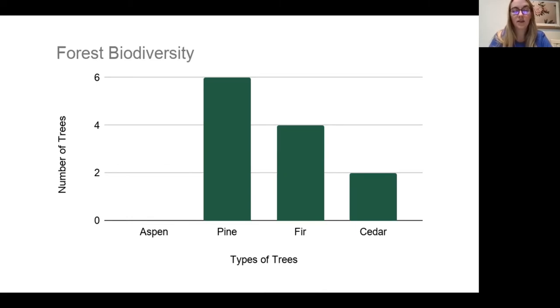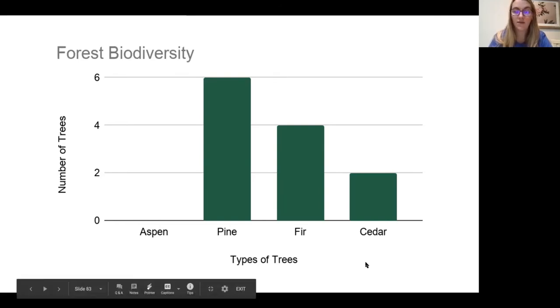Okay, so based on the data that we collected, I created this graph that shows us the forest biodiversity based on the survey that I just did. So as we saw from our data, there were no aspen trees, but there were 6 pine trees, 4 fir trees, and 2 cedar trees. And even though during my nature walk, I pointed out how to determine what type of pine trees or what type of fir trees they were, we were not recording data on the specific types of pine and fir. We were just looking at our 4 main types of trees.